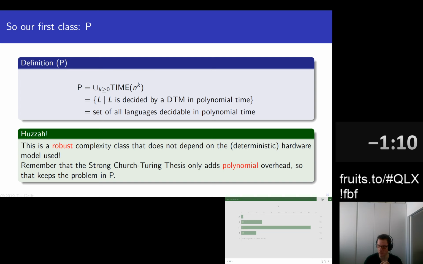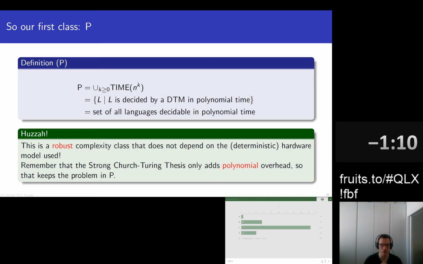It's the set of all languages decidable in polynomial time. And this is our first example of a robust complexity class. It doesn't matter what kind of software I use, so long as I find a polynomial time algorithm, could be n squared, could be n log n, could be n, could be log n, I don't care. If it's polynomial time, it's in P.